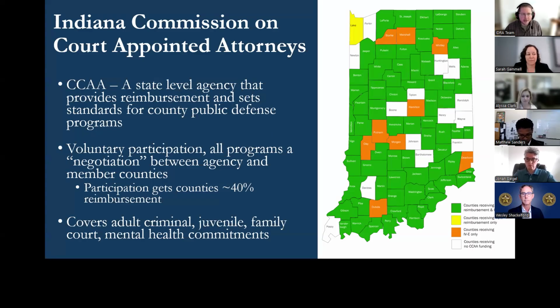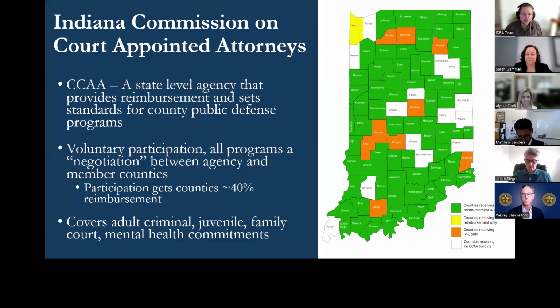I know you probably can't read the map because it's really small, but this is just to give you an idea. The green is the stuff that we cover. The white is the stuff that we have no relationship with, and then the orange are the counties that do send us data as part of the Title IV-E pass-through program because we are a pass-through agency for that, but they don't participate in reimbursement, so they don't have to follow our standards, but we do have some data from them.